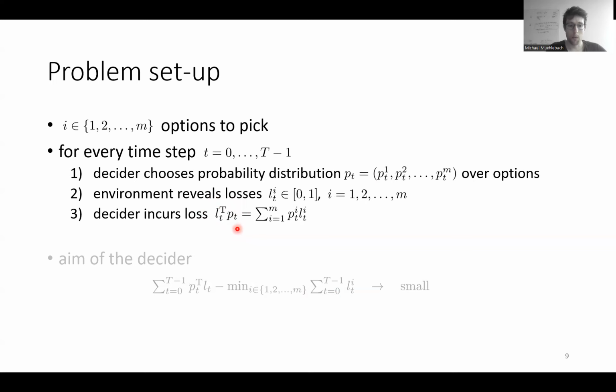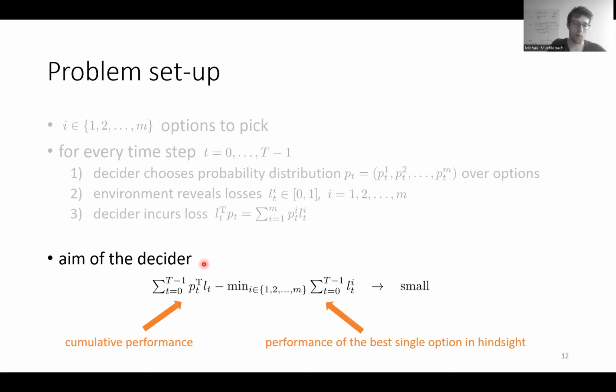What's our goal? Our goal is to minimize regret, which is the quantity shown here. It essentially compares the performance of our decision-making, that's the expected performance, to what's known to be the best action in hindsight. Imagine somehow you would have known in advance what the sequence of l_t,i would have been, then you could just take the best option out of these. That's the performance of the best single option in hindsight.